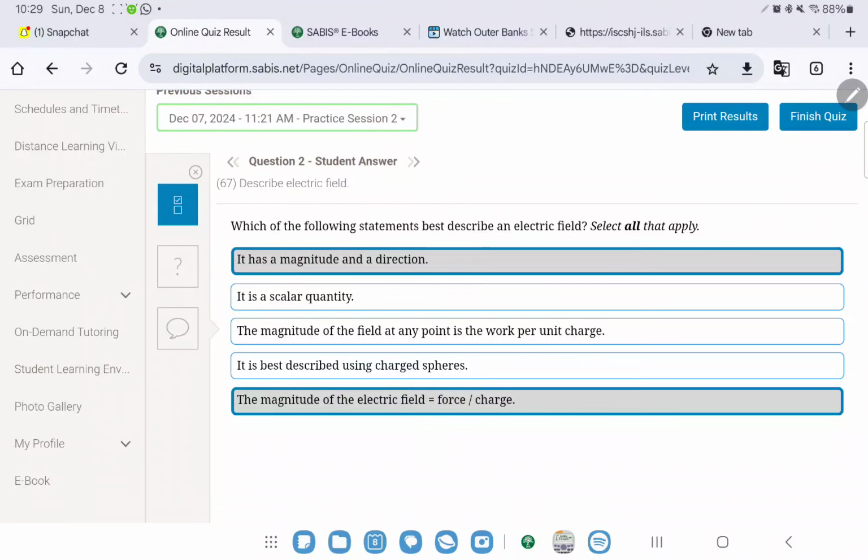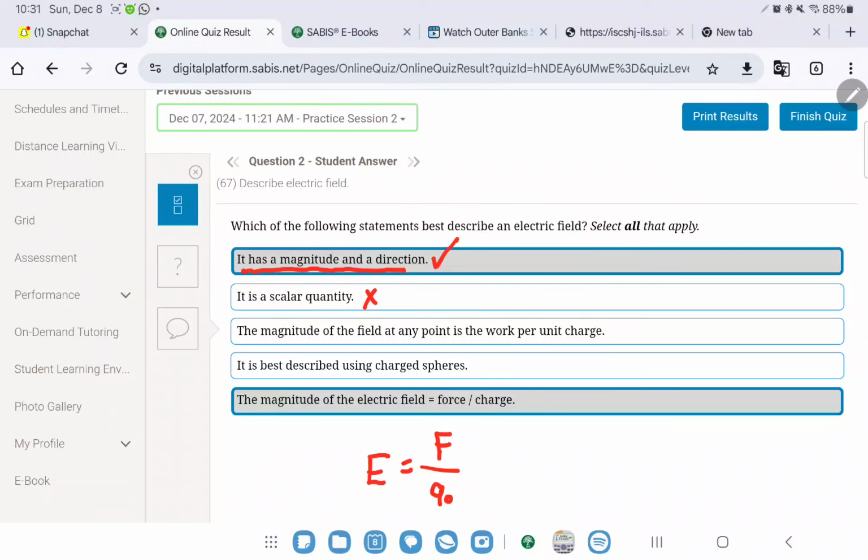Which of the following best describes an electric field? So an electric field is a vector. It's a vector quantity, and its formula is, let me just make sure of the formula. So yeah, the formula is E equals F over Q0. So let's start reading. It has a magnitude and a direction. If it's a vector, then it has a magnitude and a direction. It's specific on direction. Scalar quantity, no, it's a vector.